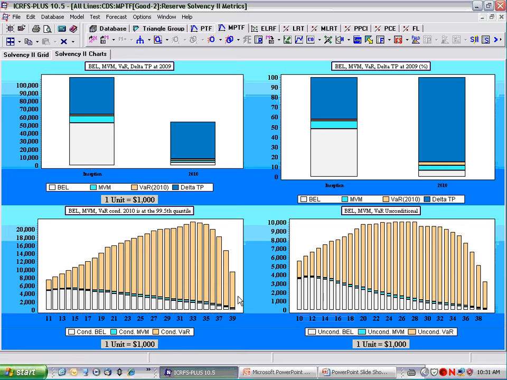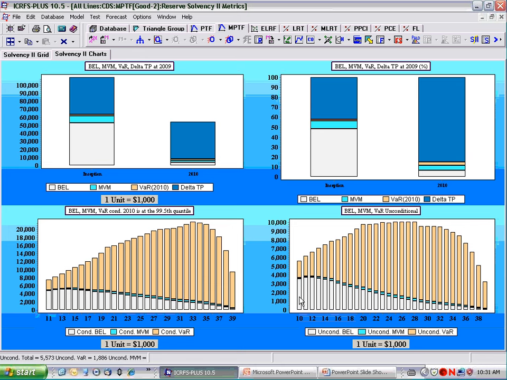So you need much more money if the first year is in distress. And you can see again that the conditional VARs, the conditional VAR plus the MVM plus the BEL, is much higher on the left if the first year is in distress. This is the unconditional distributions, where the values are much lower.